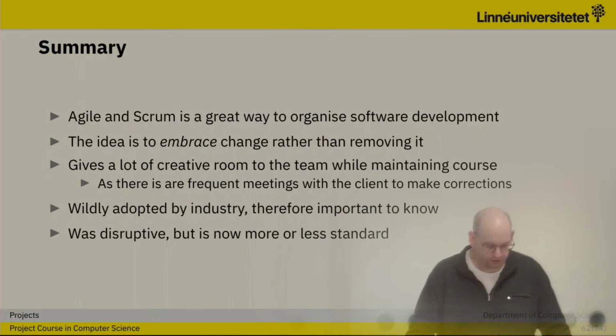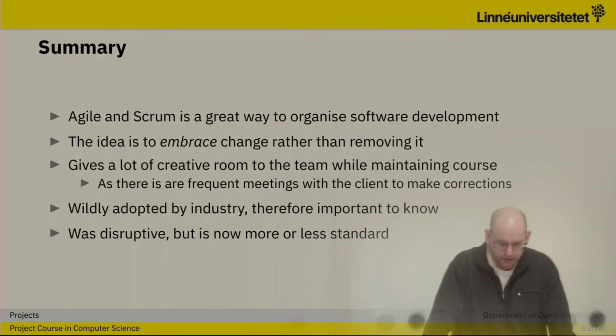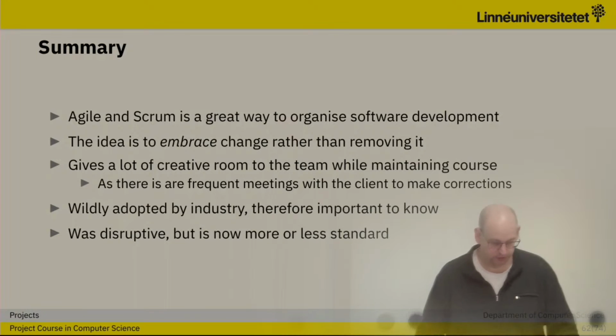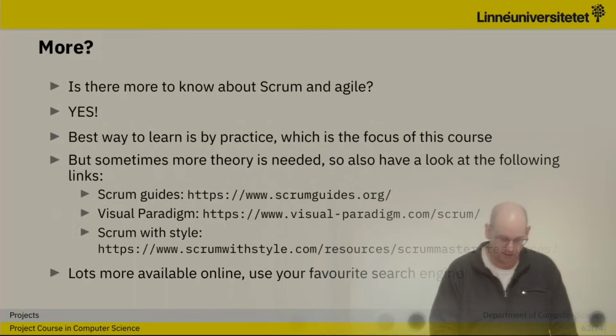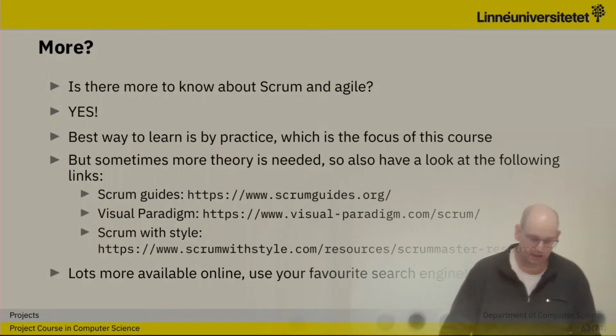So, summary, Agile and Scrum is a great way to organize software development. And the basic idea here is to embrace change rather than removing it. Giving you as a developer, a team member, a lot of creative room. And what's good is that it is now widely adopted by industry. And this, of course, makes it important for you to know. It was very disruptive. It did change the landscape, but it is now more or less standard. Is there more to know? Yes, of course there is.